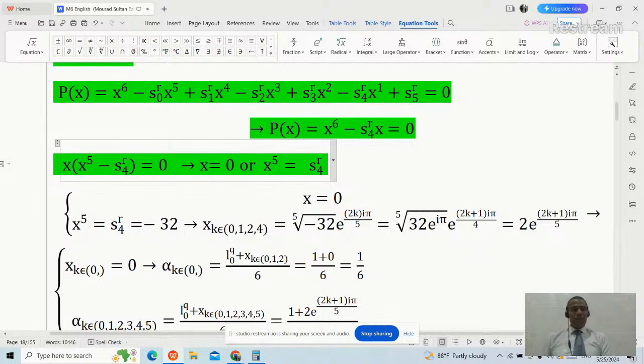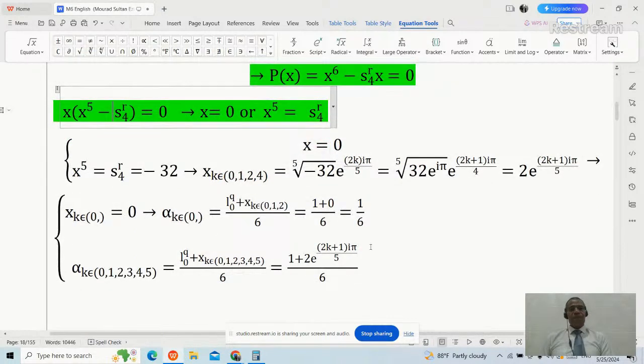I will continue solving. Therefore, we said that x equals 0, it's clear for you. This is the root of the new polynomial, not the polynomial that I started with. The polynomial that had been obtained from the discriminant formula.